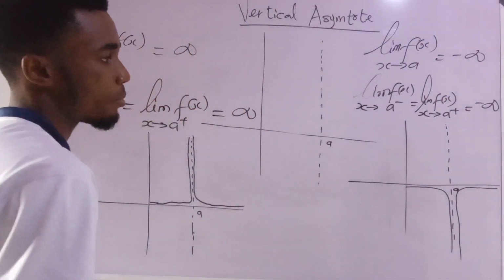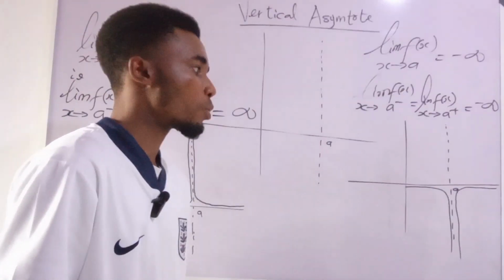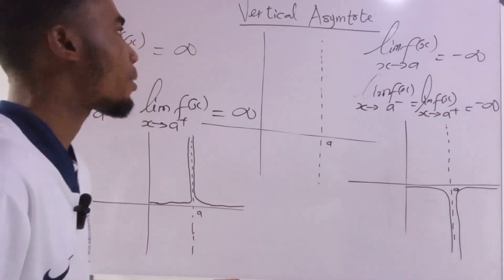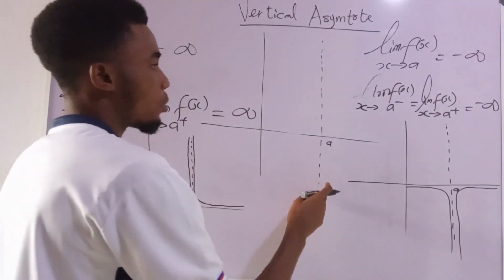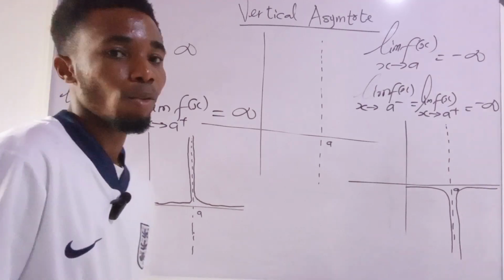So now vertical asymptotes, like I said earlier, are just like vertical walls that functions continue to climb without getting to the end. So we have a point to be a vertical asymptote if the limit of a function at that point is equal to infinity.